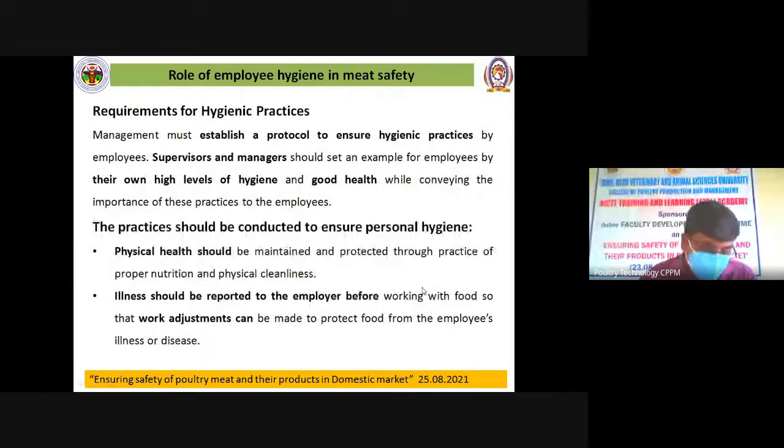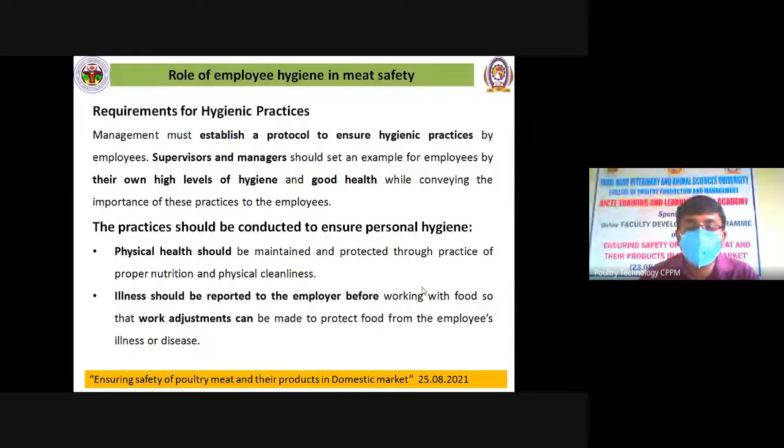Requirements for hygienic practices. Management must ensure that it has established a protocol to ensure the hygienic practices of the employees, and the supervisors and managers who are working in the plant should set the example by maintaining high levels of hygiene and good health, by conveying the importance of these practices to the employees. These practices should be conducted to ensure personal hygiene.